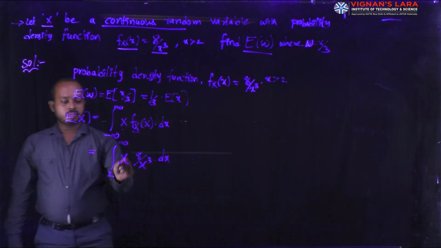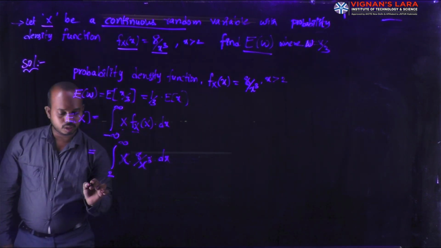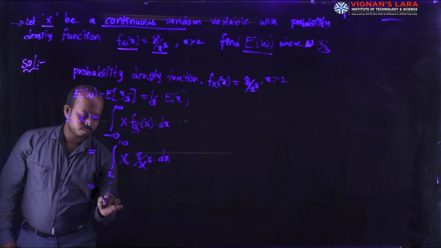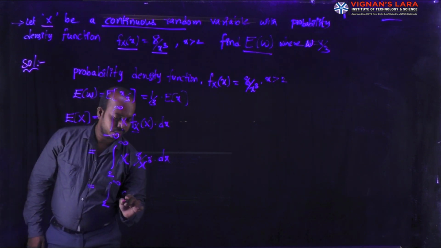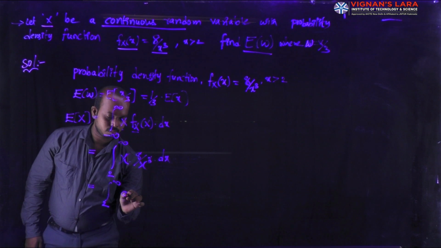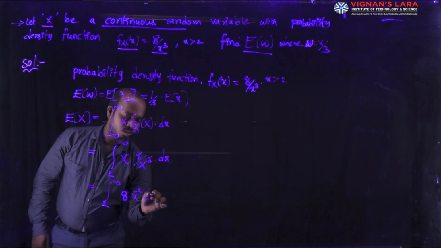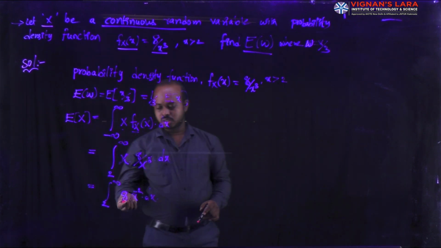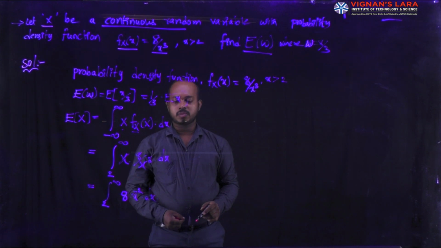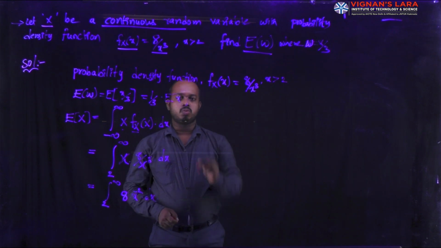Here you can cancel x and x cube. The remaining quantity is the integral from 2 to infinity of 8 into x power minus 2 into dx. Here 8 is a constant, so you can write 8 in front of the integration, or otherwise outside of the integration. You can apply the integration on x power minus 2.